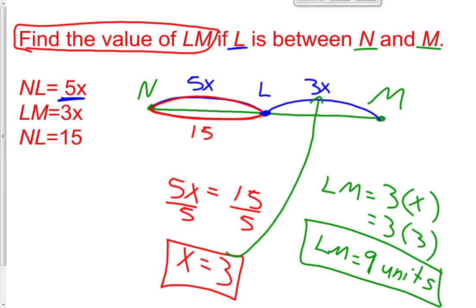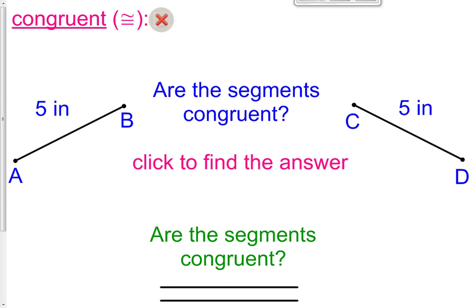Once again, you could solve this fully. If this one right here is now 9 units, 9 plus 15, the whole length, the measure of NM, has to be 24 units. 9 plus 15. Okay. So now that brings us to the word congruent.